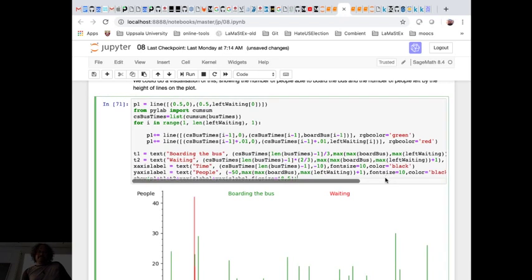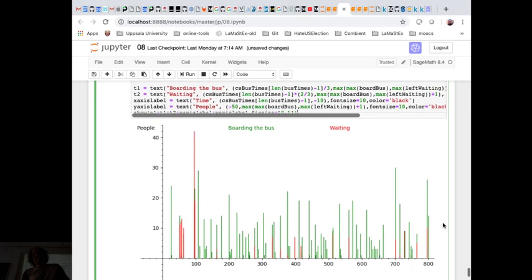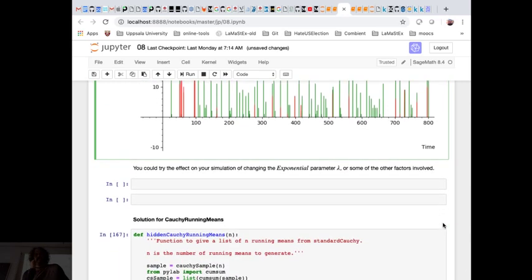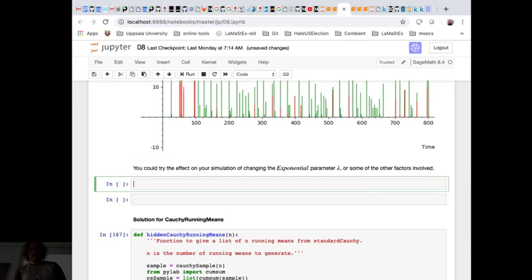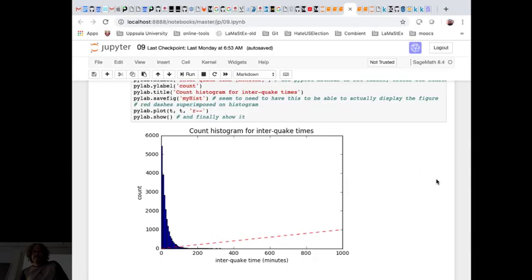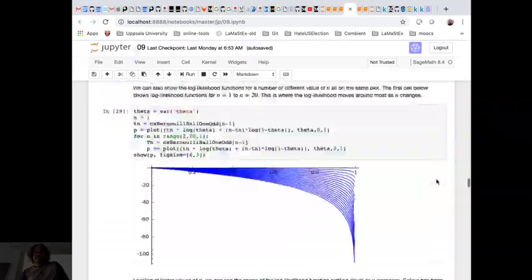So anyway, this is just a simulation about different people boarding the bus and how long they wait, and so it can be like preparation for a following assignment here. Okay, so here is a solution for Cauchy running means I told you. Check it out. Now let's go into notebook 9.